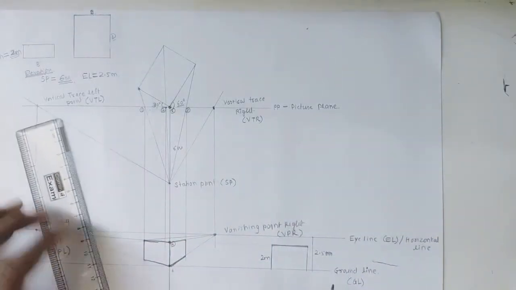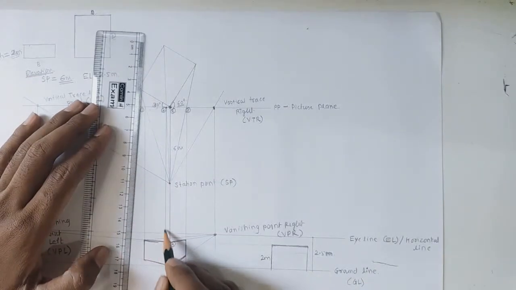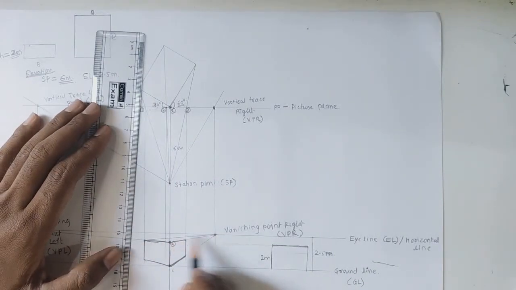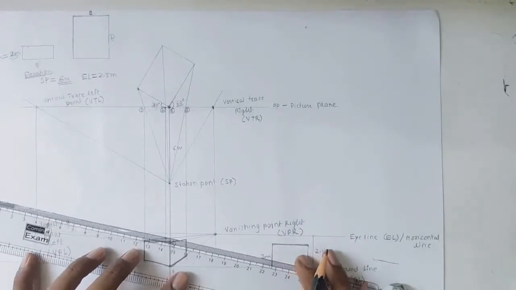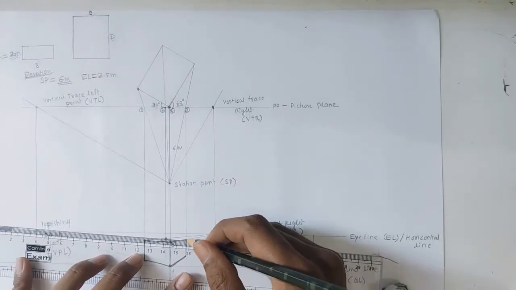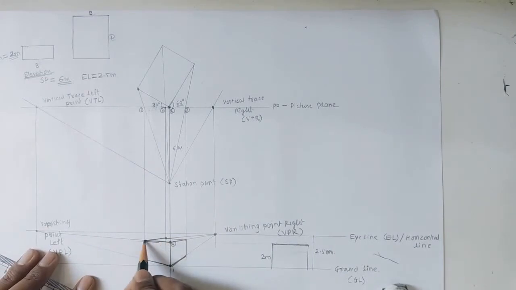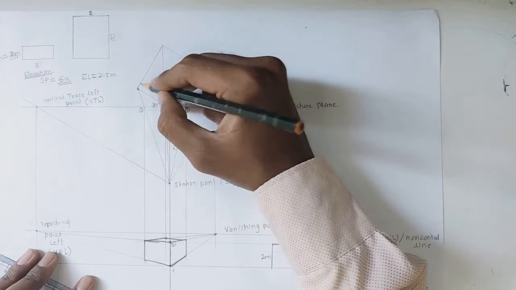So we'll get the intersection of this point number 2, this point number 2 and this side point. Okay, this line. So we'll get this intersection. So join this intersection to this point. Clear? So that we'll get the top of the object. That means this top. Clear?